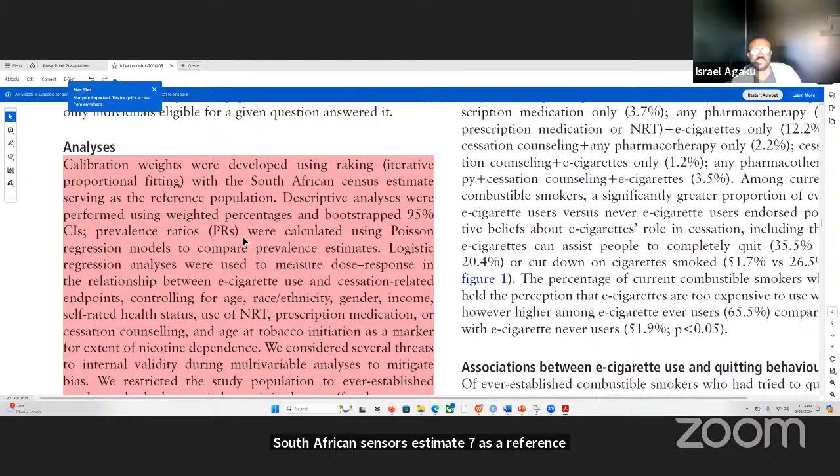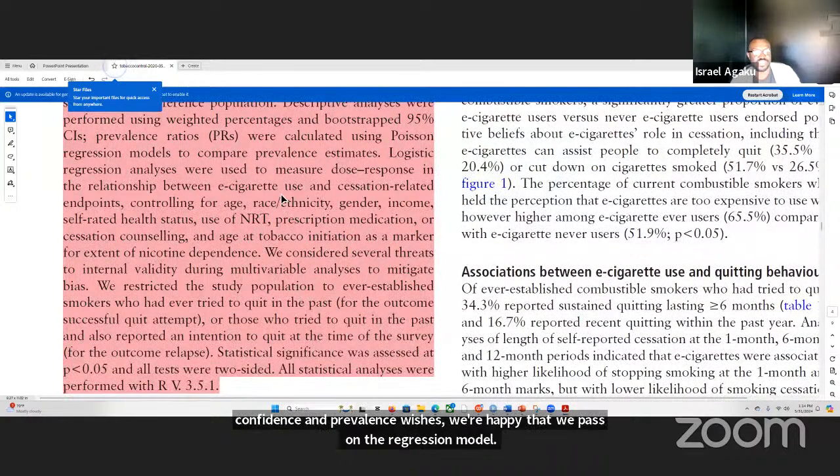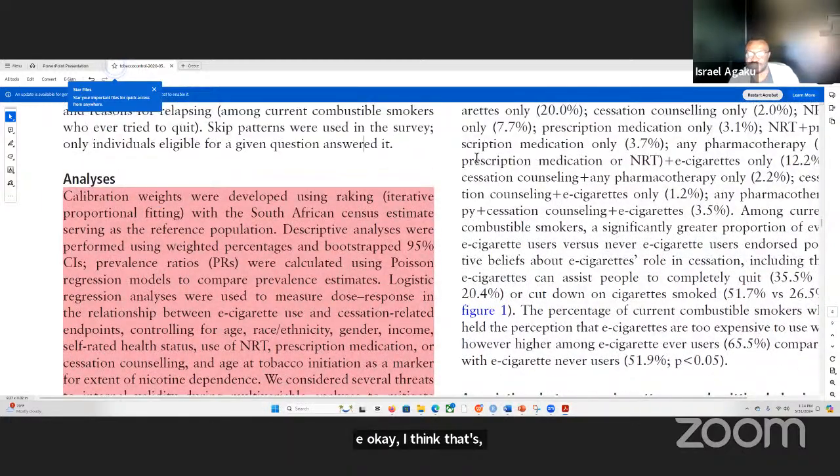Descriptive analyses were performed using weighted percentages. So the whole point of weighting now is to make sure that the results we get are representative. Remember I showed you the difference between when you weight the data and when you ignore weighting. So in this case, we weighted the data with the weights we just created. So we calculated weighted percentages and bootstrapped 95% confidence intervals. Prevalence ratios were calculated with a Poisson regression model. Okay, that's not really important for the, okay, I think that's as far as our weight is concerned. Let's just stop that there for now, and let's go back to the issue of weight.